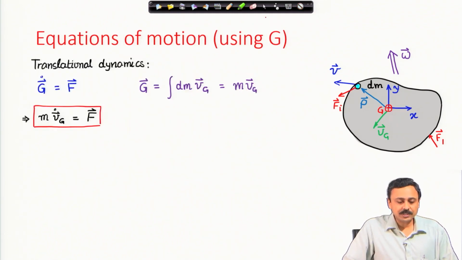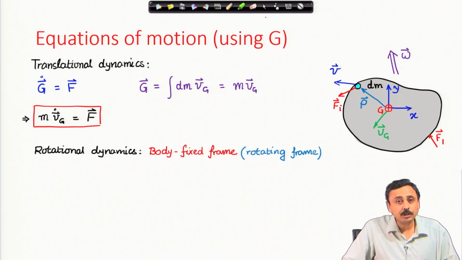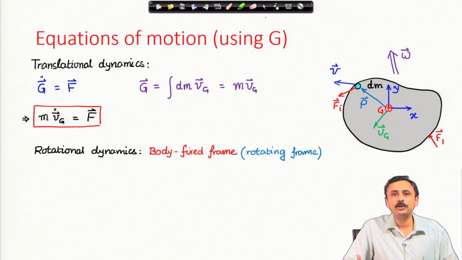Okay, we come back to the translational dynamics. This is where we started from, and we had written the angular momentum equation, or the rotational dynamics equation, and now we are going to express this rotational dynamics equation in the body fixed frame. And because it is now a body fixed frame, the frame itself will be rotating, and what will be the angular velocity of the frame? It is the same as the angular velocity of the body. The angular velocity of the frame in a body fixed frame is the same as the angular velocity of the body itself.